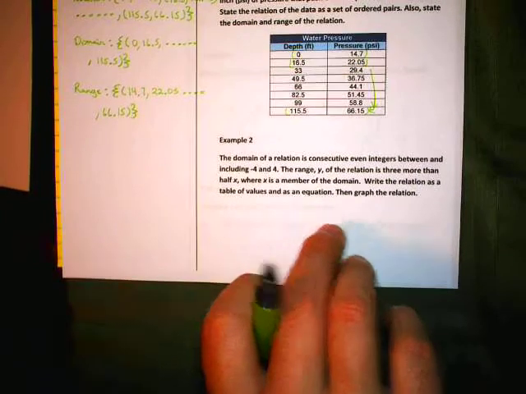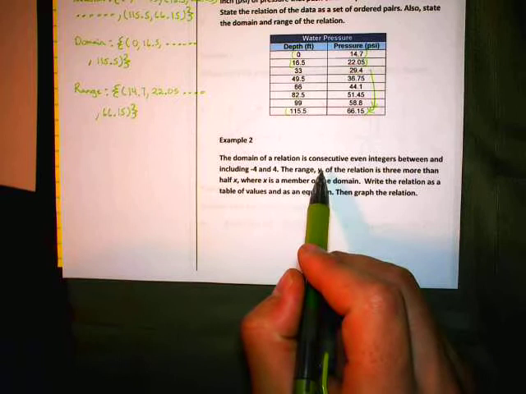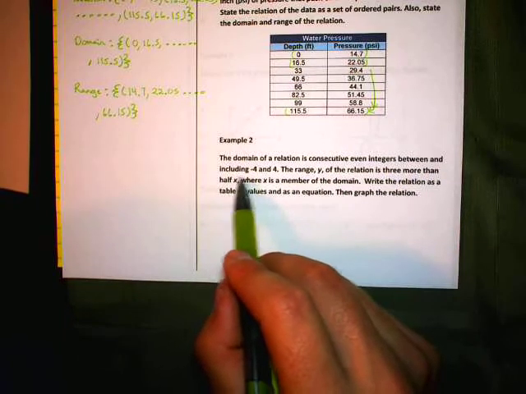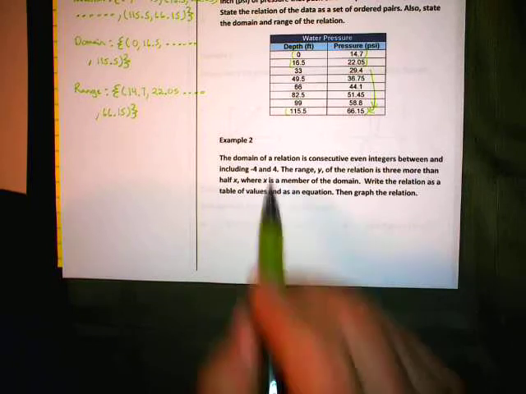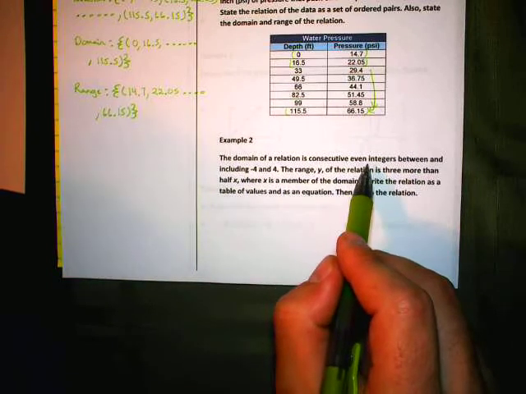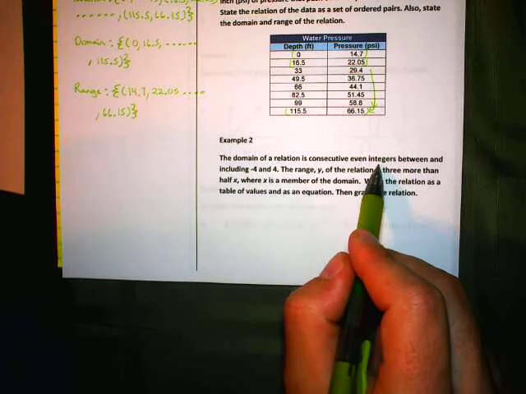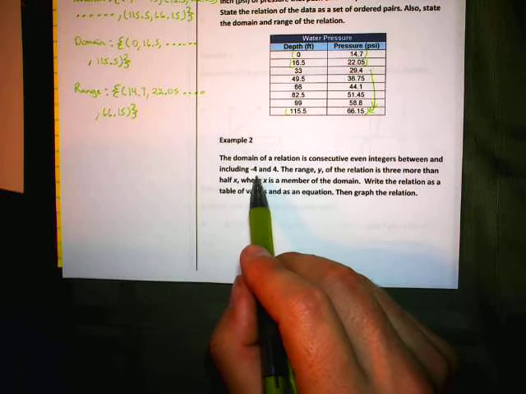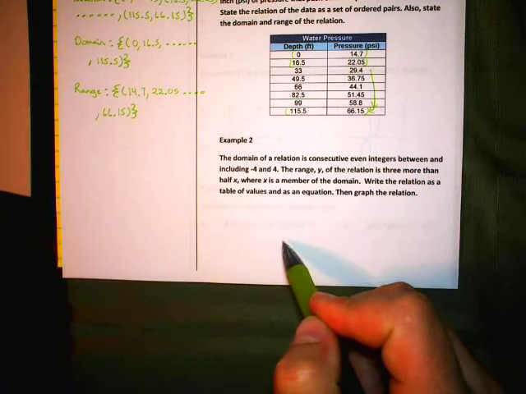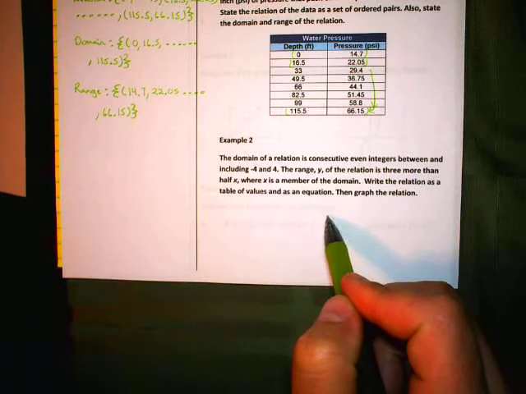Example number 2. The domain of a relationship is consecutive, even integers between and including -4 and 4. So the domain of a relation is consecutive integers. That means it's telling you consecutive even integers between and including -4 and 4. So we're going to look at something that occurs from x -4 to x +4 on account of 2.